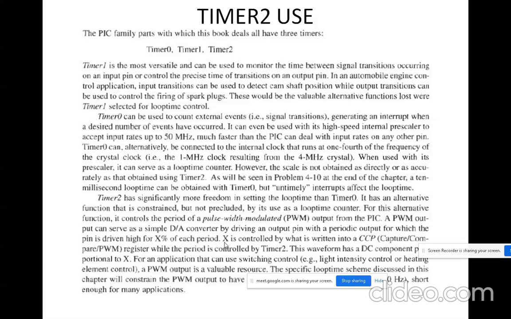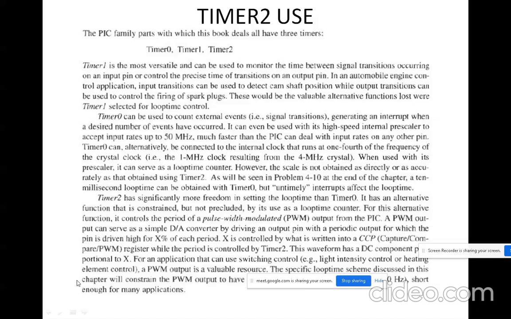In an automobile engine control application, input transition can be used to detect camshaft position, while output transition can be used to control the firing of the spark plug. For example, take the automobile engine. The input transition is nothing but detecting the shaft position. Similarly, the output transition will control the firing of the spark plugs. So the timing control of this input and output transition of the automobile engine will be taken by your timer 1 circuit.